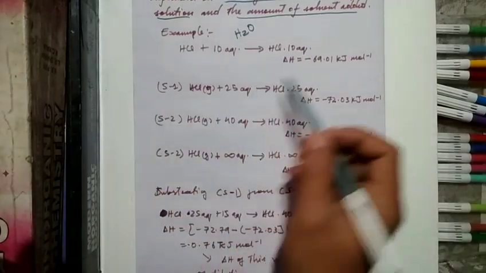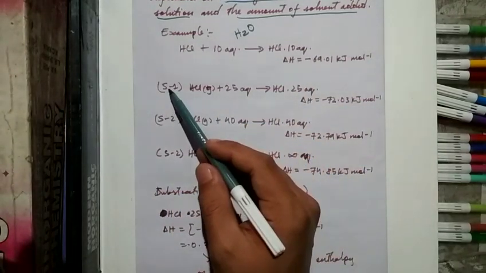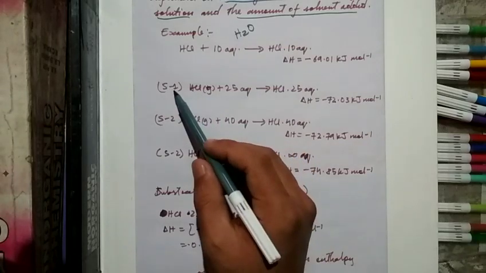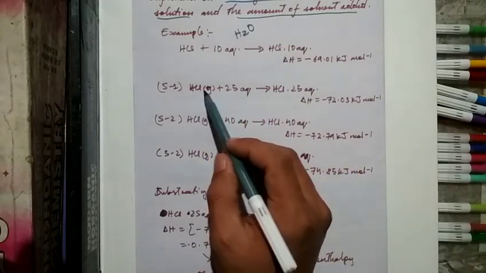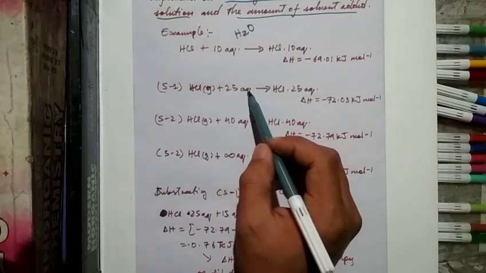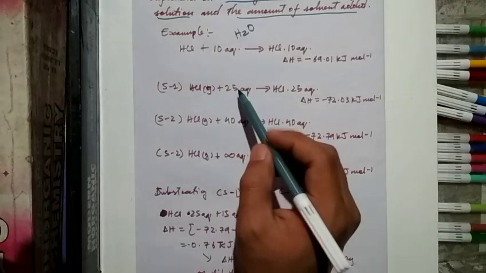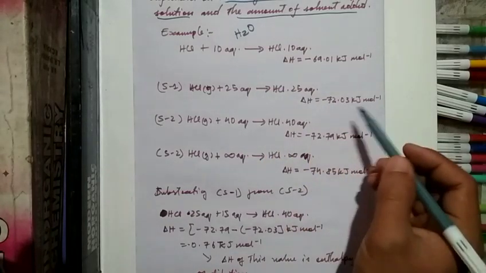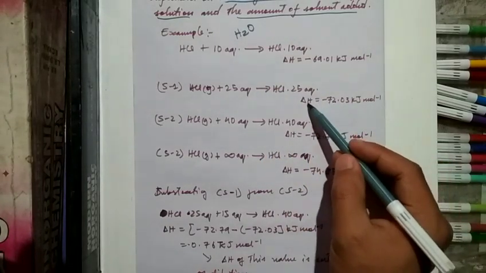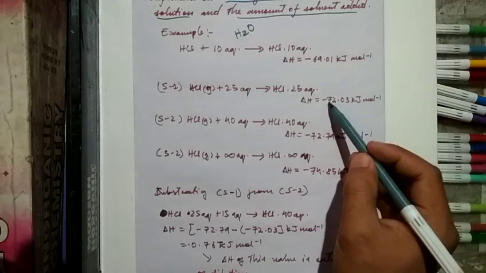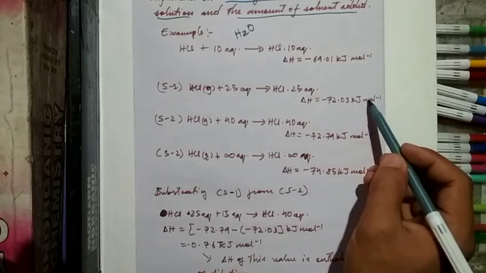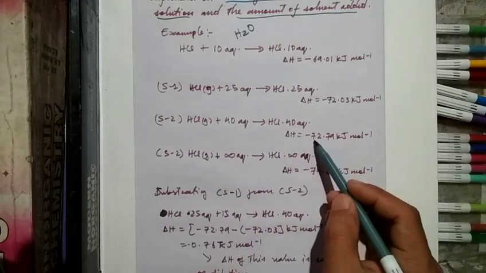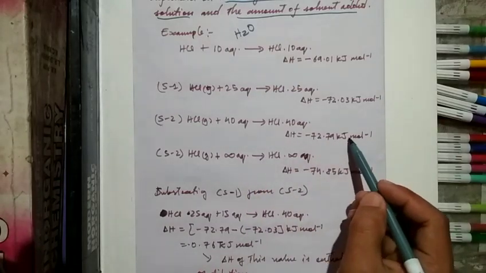Now let's see another one, S1, step 1. HCl gas plus 25 aqua, to give HCl 25 aqua. The enthalpy involved here is minus 72.03 kilojoule per mole. Next one, 40, gives minus 72.79 kilojoule per mole.